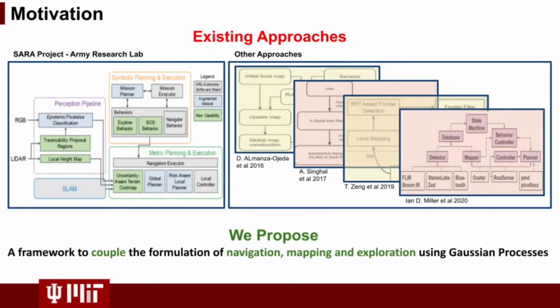Navigation, mapping, and exploration are interconnected tasks. However, most of the existing approaches, such as the SAR project from ARL and other designs, implement them as separate modules, resulting in inefficient performance and sometimes worse behaviors. So we propose a framework to unify the formulation of navigation, mapping, and exploration using Gaussian processes.